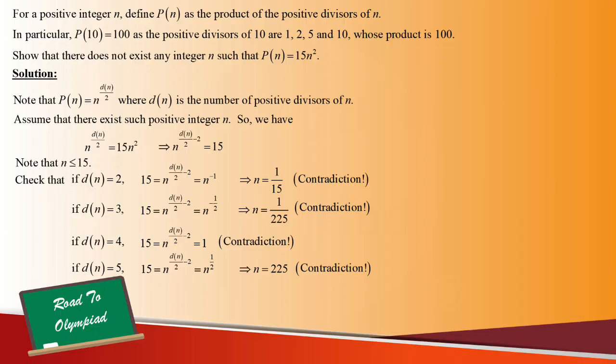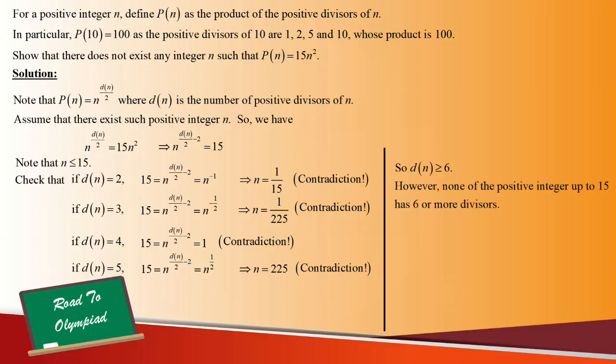Also, from the reasoning just now, we know that dn must be at least 6. However, none of the positive integers up to 15 has 6 or more divisors. Therefore, there does not exist any integer n such that Pn is equal to 15n squared. And this marks the end of our solution.